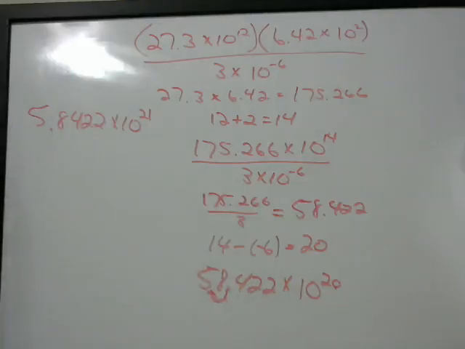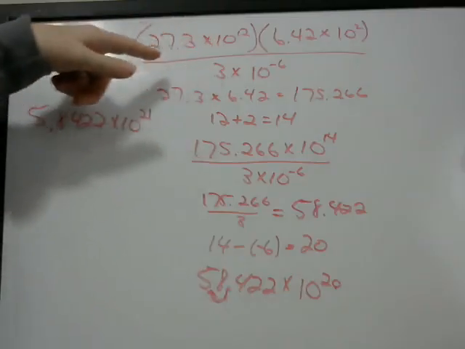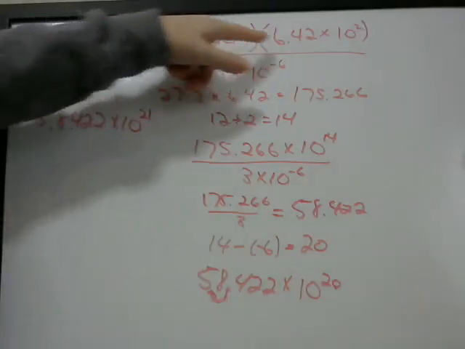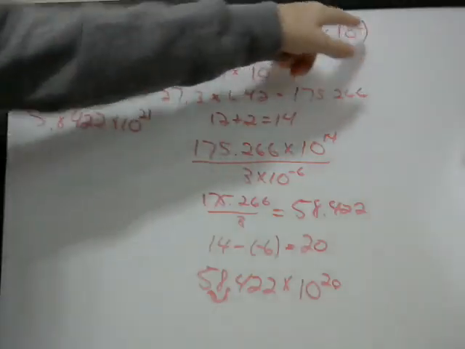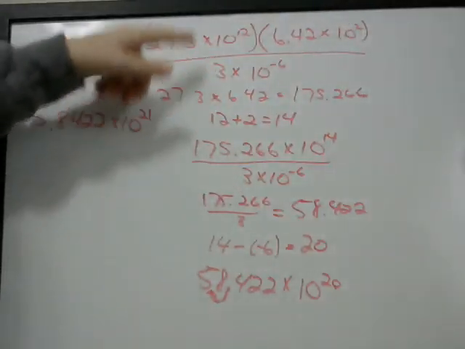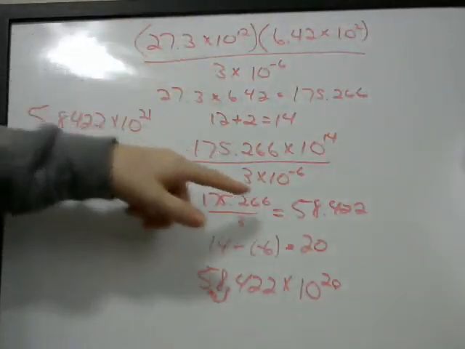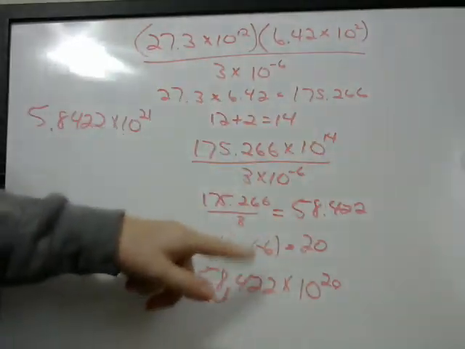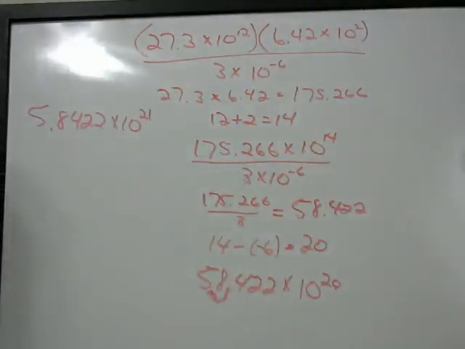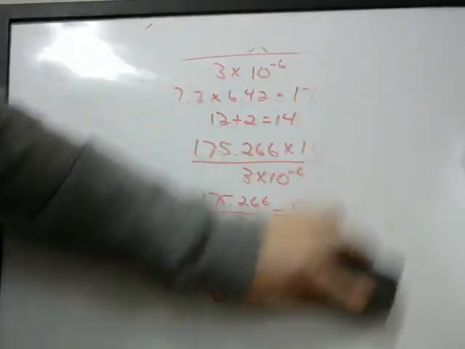Okay, so the important thing to remember is when you're multiplying, you just multiply, add the exponents. When you're dividing, you do your normal division on the numbers, and then you subtract the exponents. Adding and subtracting, the only time you can straight out do that is if the exponents are the same.